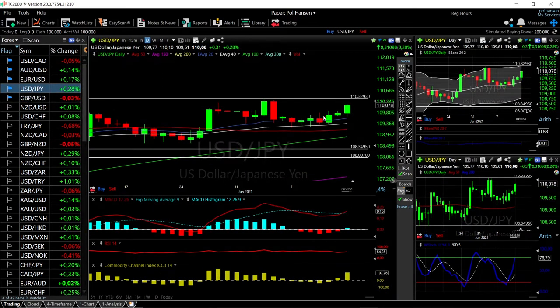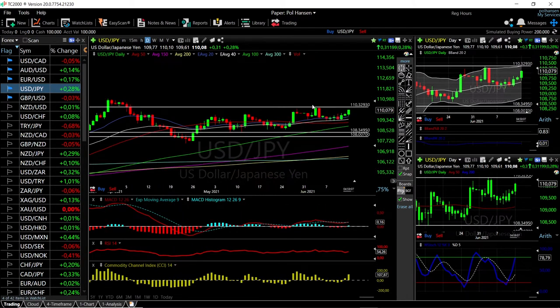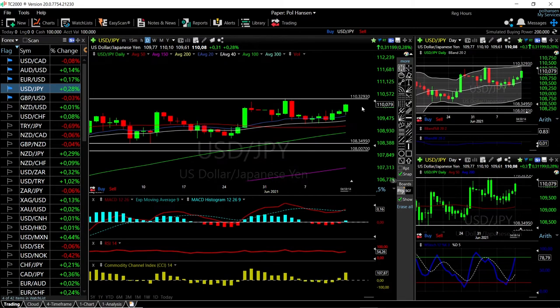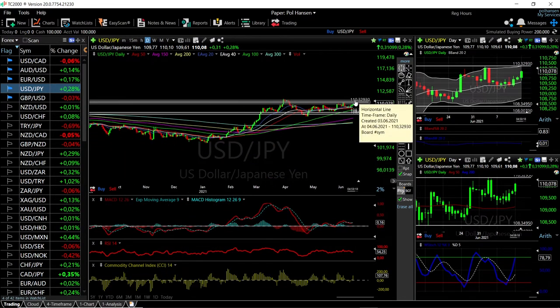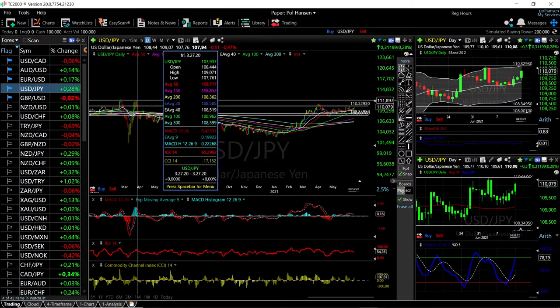So let's look at the US dollar, Japanese yen. This has really rallied to the upside. We're heading towards 110.320.29 and the previous highs here, which got tested several times. We tested it right here, here, and also around this area was fairly difficult to get past this resistance area. If we get past this, then we are most likely going to go significantly higher, all the way up towards 111.